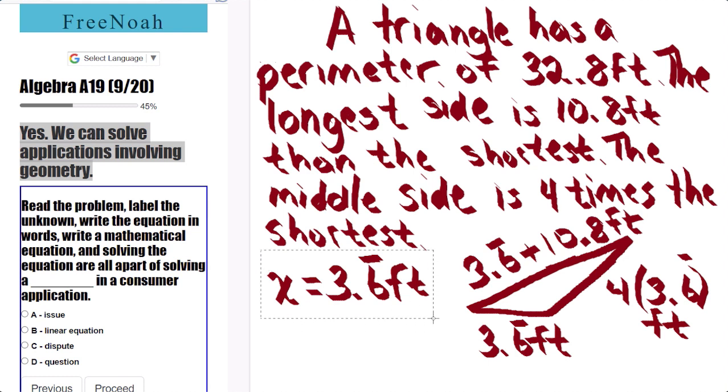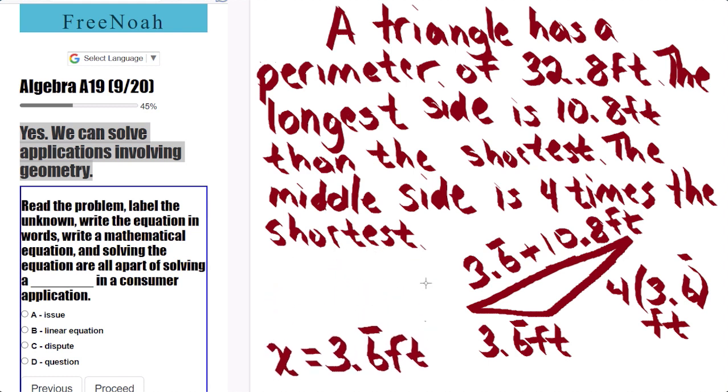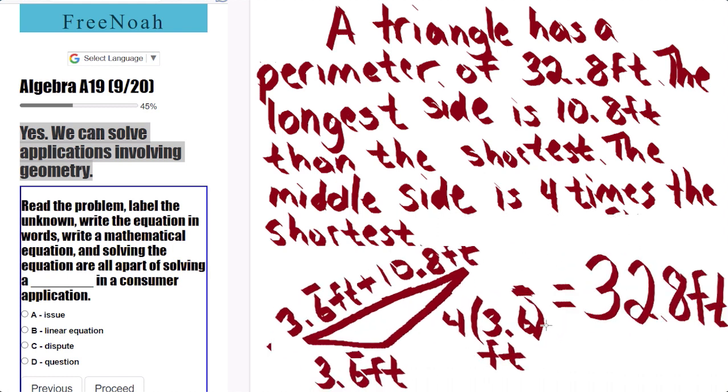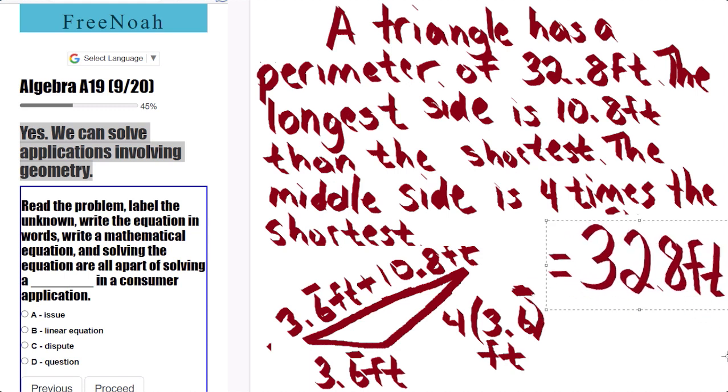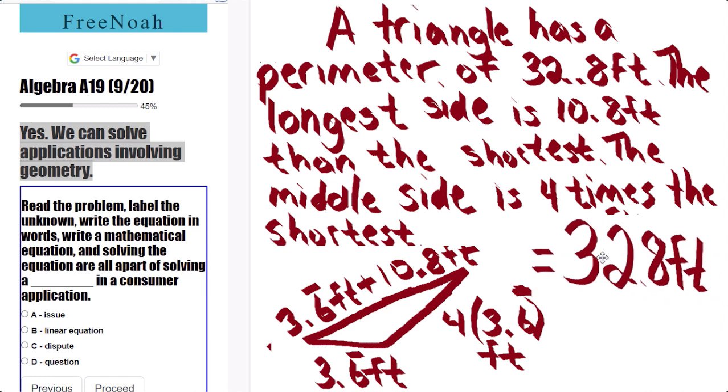Recall that we're working in feet, so let's properly label everything here. So the shortest side is 3.6 repeating feet. Perfect. And all sides add up to 32 and 8 tenths feet, or 32.8 feet. Make things simpler.